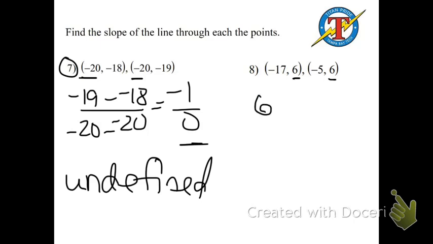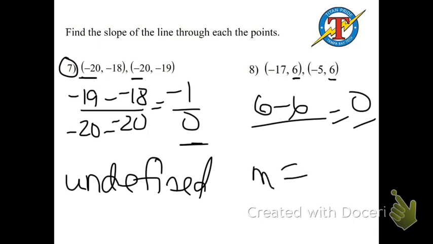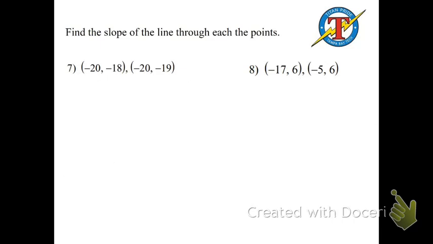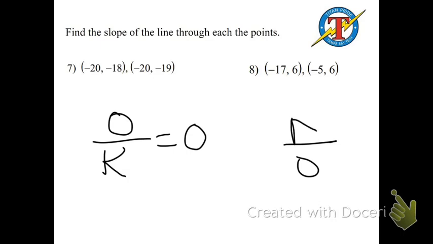Subtracting the y's, you get 6 minus 6, and I don't care what's on the bottom. If there's a 0 on the top, regardless of what's on the bottom, my answer is just 0. Okay? By the way, I learned a little trick way back when. 0 on top is okay. It equals 0. 0 on the bottom is no bueno, no can do, undefined. Little trick, little trickery. Moving on.